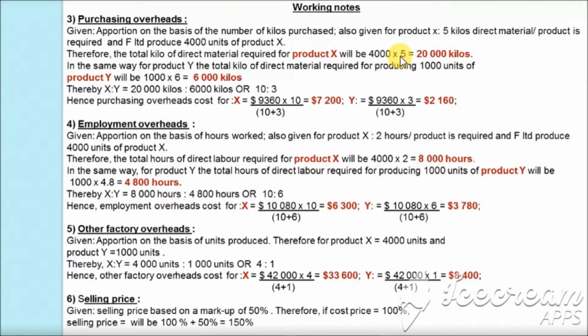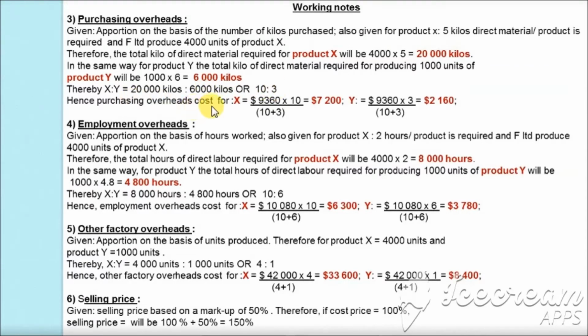So the total direct material in kilos required for product X will be 20,000 kilos. And for Y, we are producing 1,000 units of product Y, and for one product of Y, we require 6 kilos of direct material. Hence, the total direct material required in kilos for Y will be 6,000 kilos. As we apportion it between X is to Y, we get 20,000 kilos is to 6,000 kilos, and when we simplify it, it will be 10 is to 3.